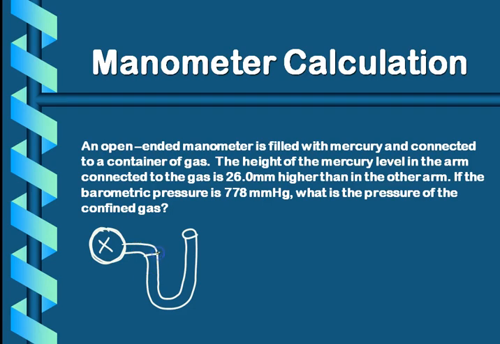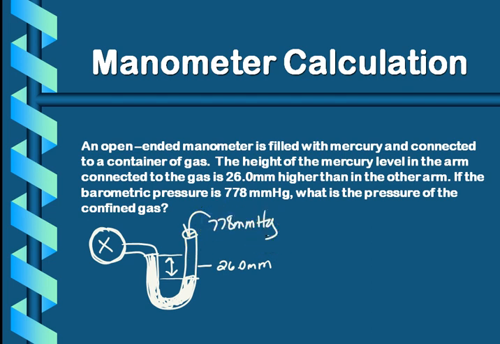So I'm going to show my level of mercury over here higher than my level on the open-ended arm. How much difference? Well, it says that the distance is 26 millimeters. So the distance between here and here is 26 millimeters. I'm going to also draw in my mercury, just because it's fun. And so it would look a little bit like this. And then I have atmospheric pressure being exerted on the open end and pushing down on it. And we said that it's 778 millimeters of mercury.